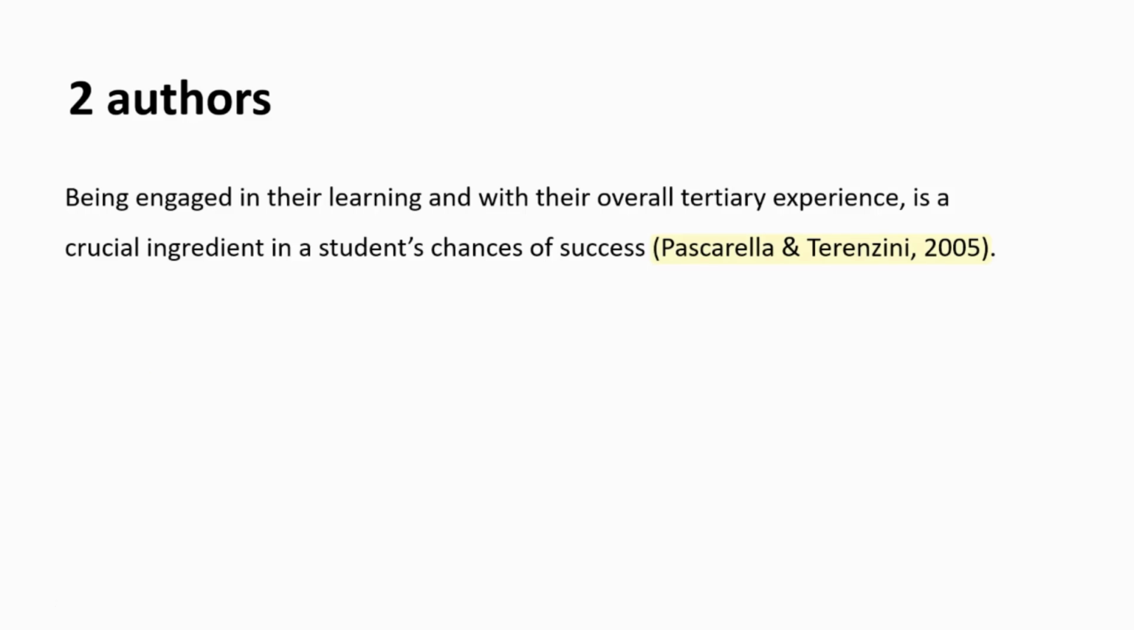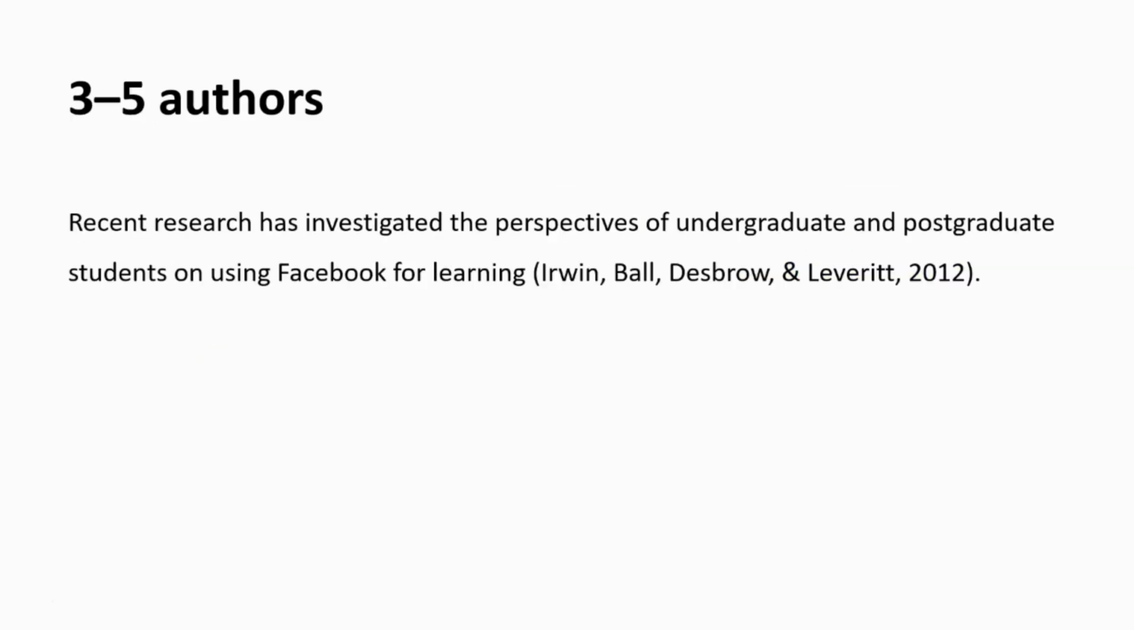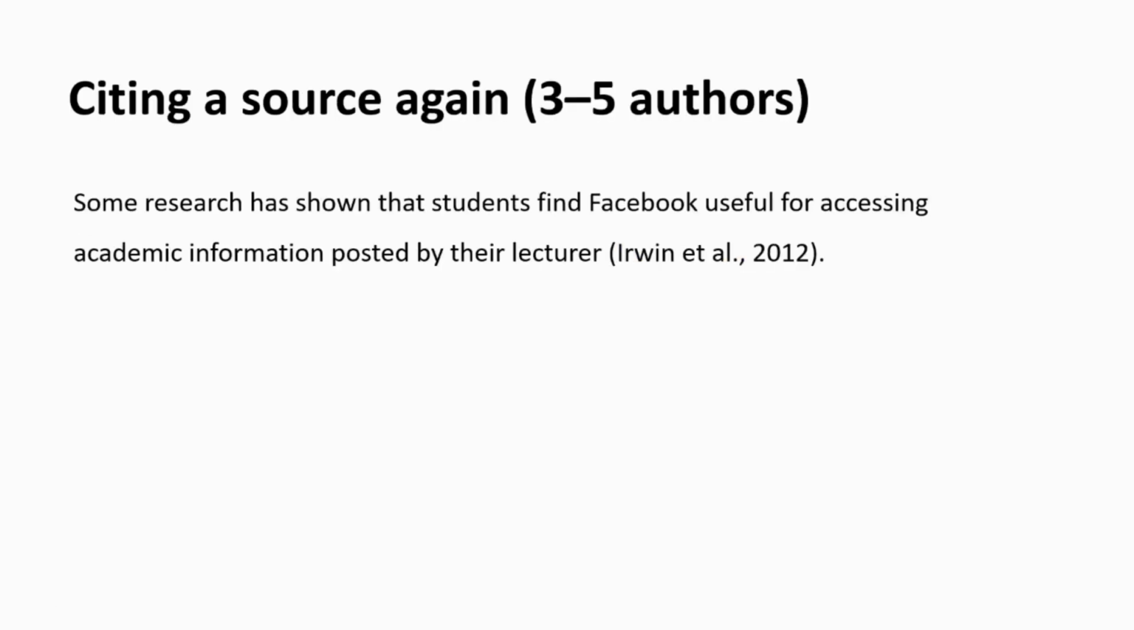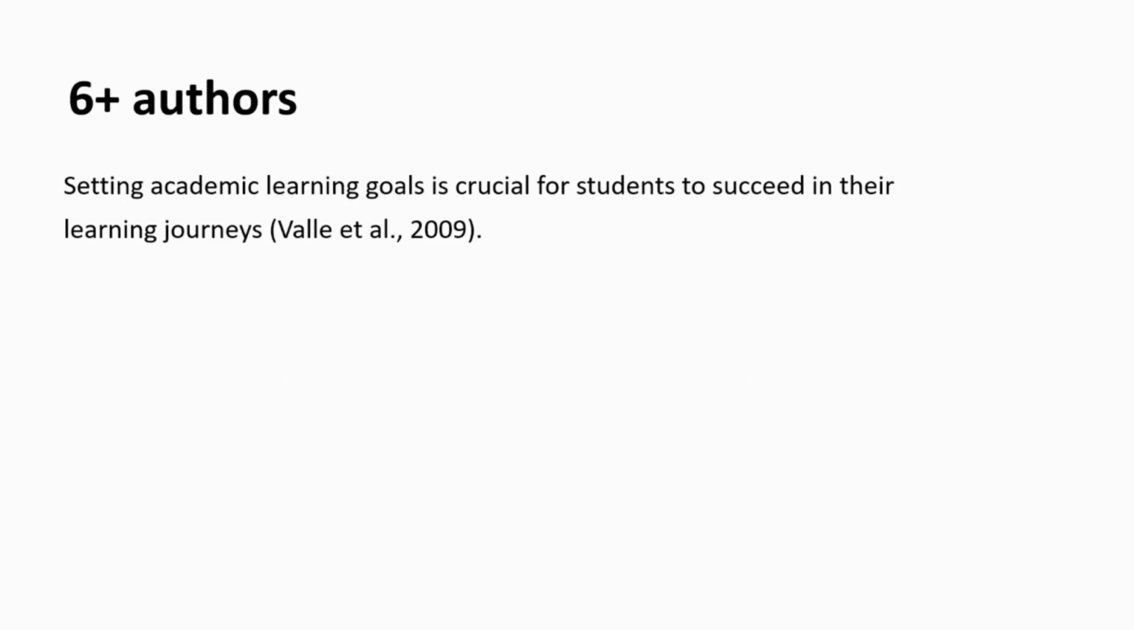Some sources have more than one author. If a source has two authors, use the symbol for and inside the brackets. When you put the authors first, use the word and. When citing a source with 3 to 5 authors for the first time, list all the names in the same order as in the source, and use commas to separate the names, including one before the and symbol. If you cite the source again in the same assignment, only give the first author's name, and use the abbreviation et al., which means and others. Put a full stop after the abbreviation. It's the same when you put the author first. When there are 6 or more authors, use et al. every time you cite this source.